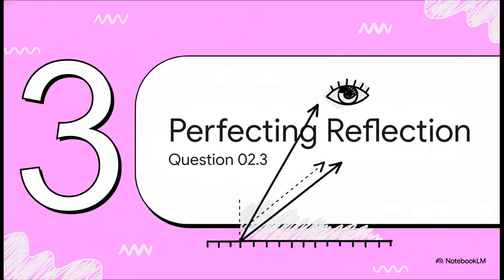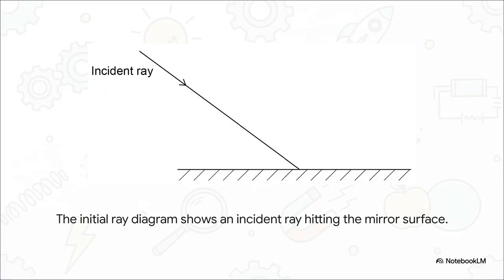Okay, time to switch gears. The question now pivots from refraction to reflection. This part is all about finishing a ray diagram for a simple, plain mirror. So here's what you start with. A line for the mirror and another line for the incident ray hitting it. Your mission, should you choose to accept it, is to add 2 more things to this diagram to get 2 marks, 1 mark for each part.